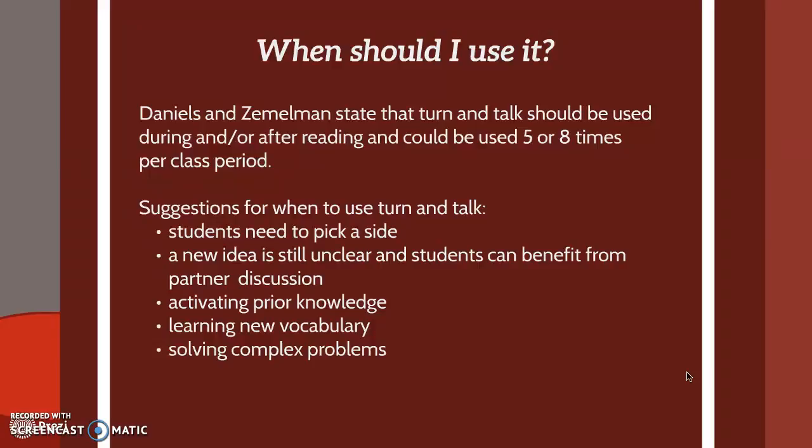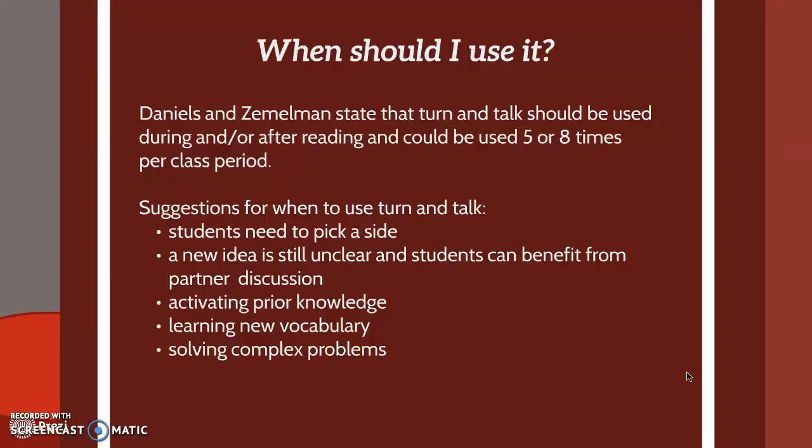It is a good thing to use when students need to pick a side. So if you have 2 sides to a debate, use a turn and talk because they can choose their side and give the facts why they choose their side. Also when a new idea is still unclear and students can benefit from partner discussion.